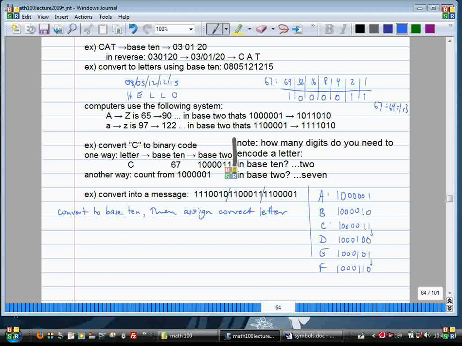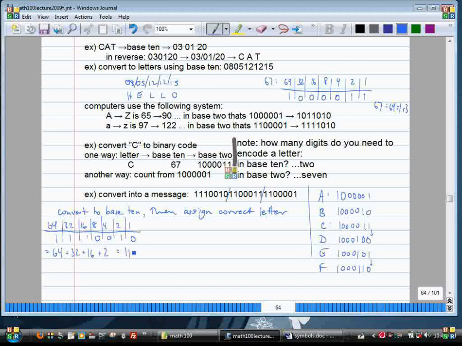Well, 64, 32, 16, 8, 4, 2, 1. So this is 1110010. So how do we convert this? Well, in base 10 we know it's got a 64, it's got a 32, it's got a 16, and it's got a 2. And then the question is, what is that? Well, add it up. 64 plus 32 is 96, plus 16 is 112, plus 2, that's 114.